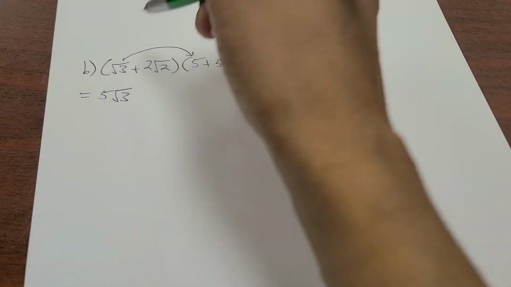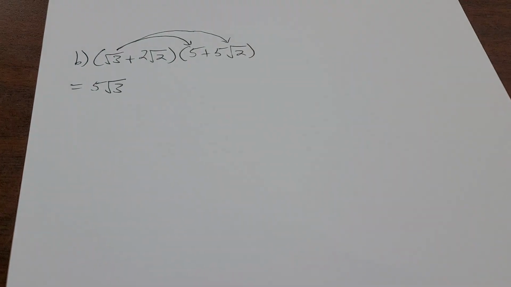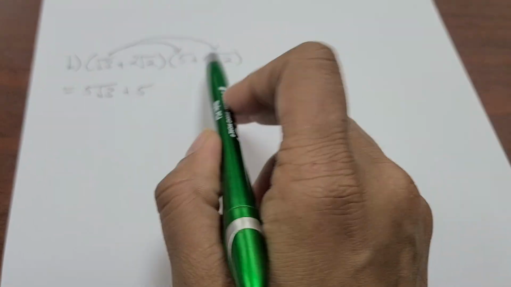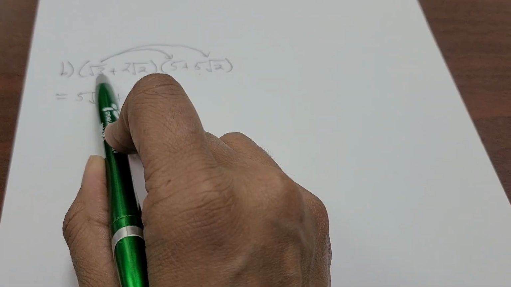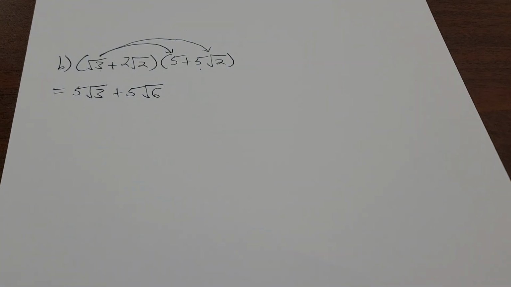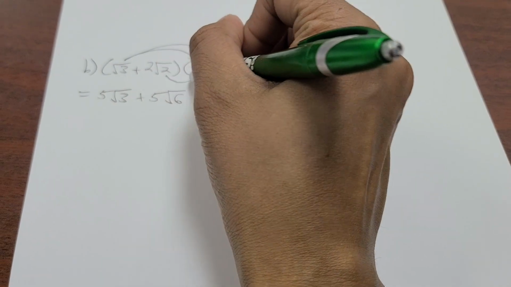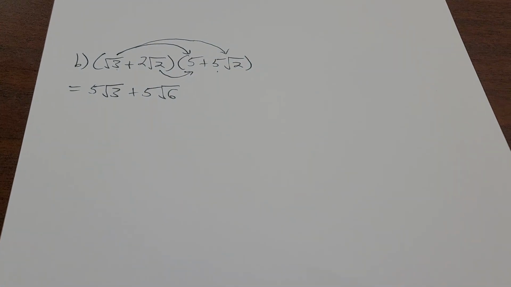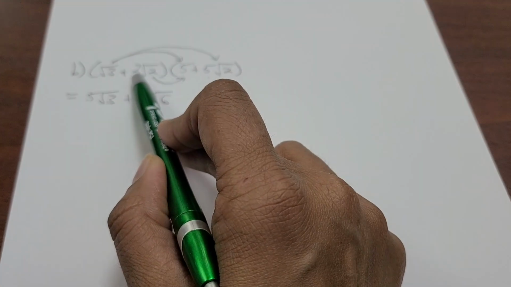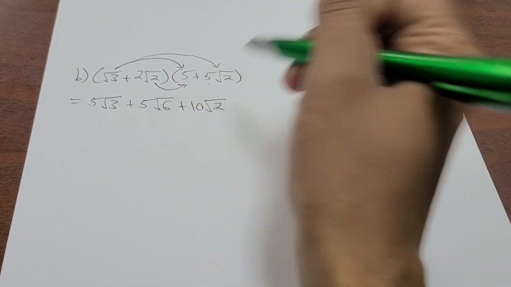Okay, then you're going to take the root 3, and I'm going to times it by 5 root 2. So as you see this, on the outside is 5, but you have root 3 times root 2, which is root 6. Okay, go to the second term. I'm going to multiply this. 2 root 2 times 5. The 5 is actually on the outside, so I'm going to do 5 times 2. So this is 10, and the root 2 stays the same.